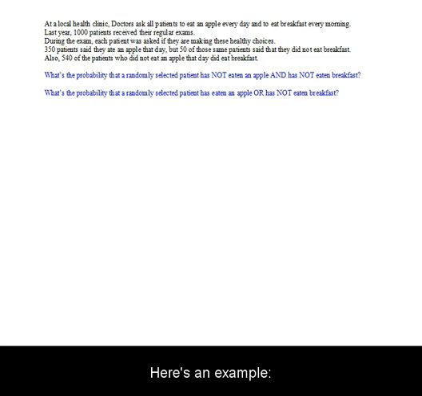What's the probability that a randomly selected patient has not eaten an apple and has not eaten breakfast? What's the probability that a randomly selected patient has eaten an apple or has not eaten breakfast?